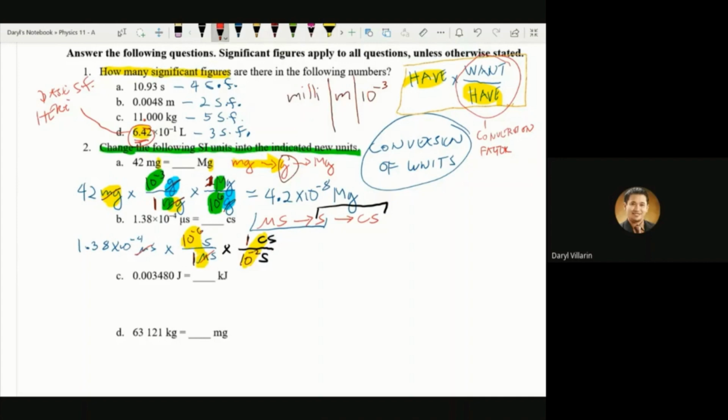Okay. So now, if I'm going to multiply the two, second is canceled out. The final unit is centisecond. So multiply everything on top, divided by the value at the bottom. That should give you 1.38 times 10 to the power of -8. Then don't forget the final unit, which is centisecond.